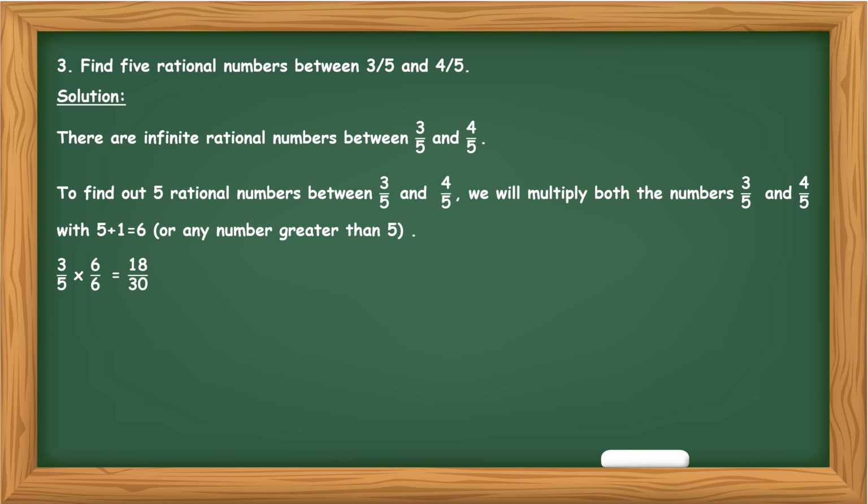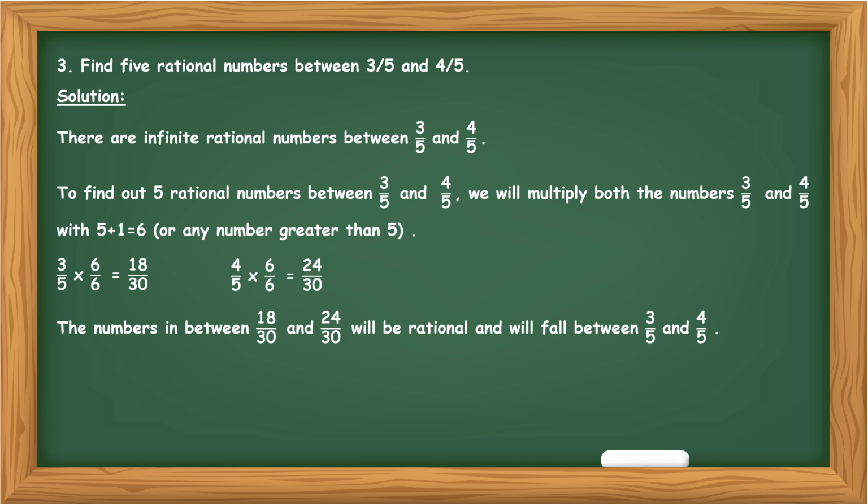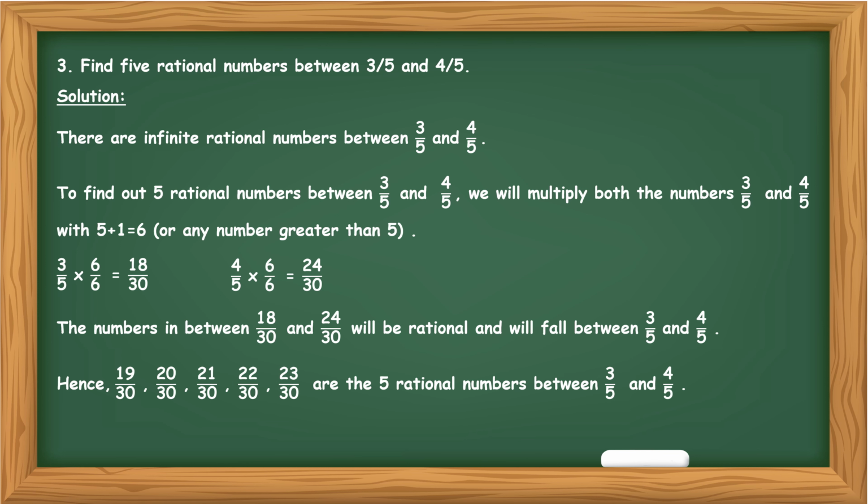So 3 by 5 into 6 by 6 will give us 18 by 30, and 4 by 5 into 6 by 6 will give us 24 by 30. The numbers in between 18 by 30 and 24 by 30 will be rational and will fall between 3 by 5 and 4 by 5. Hence 19 by 30, 20 by 30, 21 by 30, 22 by 30 and 23 by 30 are the 5 rational numbers between 3 by 5 and 4 by 5.